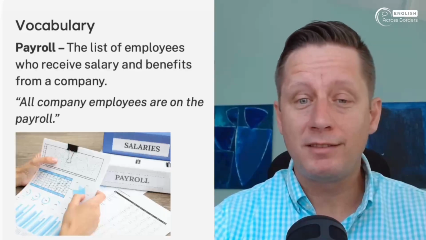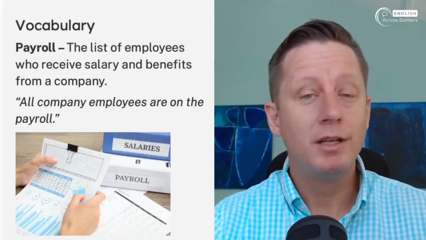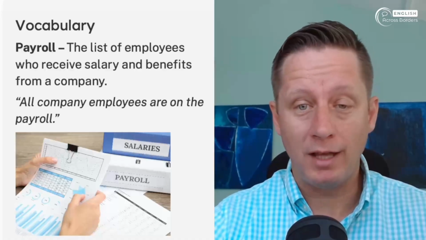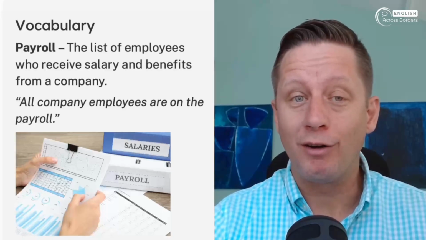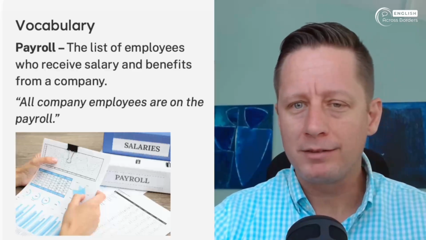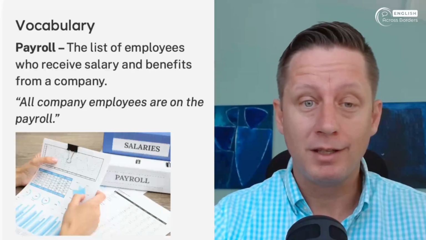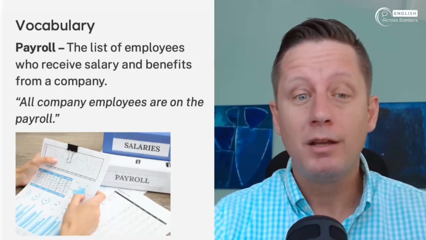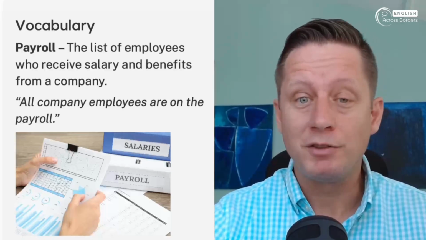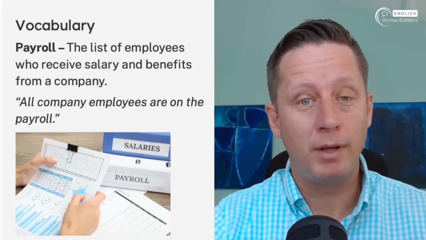Payroll means the system where employees are officially registered and paid by the company, including salary, benefits, and tax withholdings. For example, all company employees are on the payroll. Let's check out a story. A business owner asks, do I need to add this worker to payroll? The lawyer explains, if she's an employee, yes. Payroll ensures taxes and benefits are paid. But if she's a contractor, she issues her own invoices and is not on payroll.